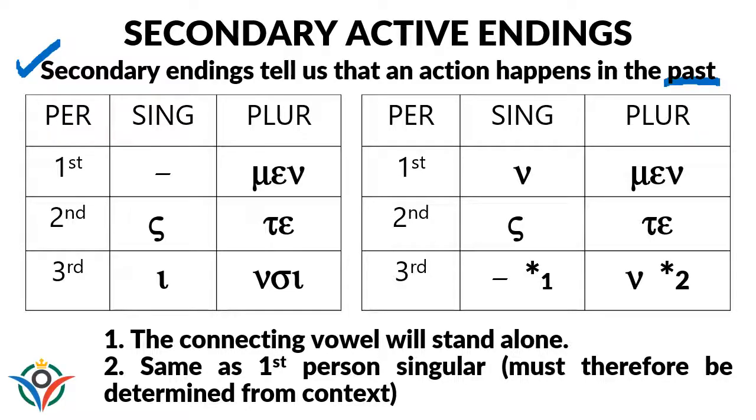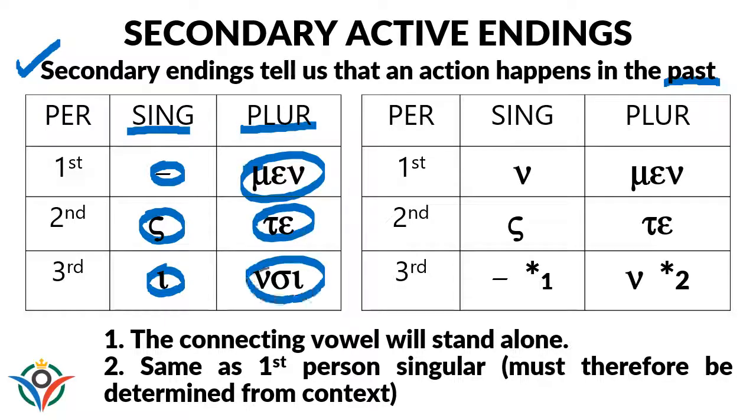On the left-hand side, I've given you the primary endings again so that we can see if there are any similarities to the secondary endings. So the primary active endings, let me just circle those for you again. We want to focus now primarily on the secondary active endings. Let's have a look at the singular first. The first person singular is a nu. Second person singular is a sigma. The third person singular, there is no ending. I've just put a little asterisk there and a number 1. Let's have a look at that detail together. It says the connecting vowel will stand alone. The connecting vowel is an epsilon, so it will stand alone by itself.